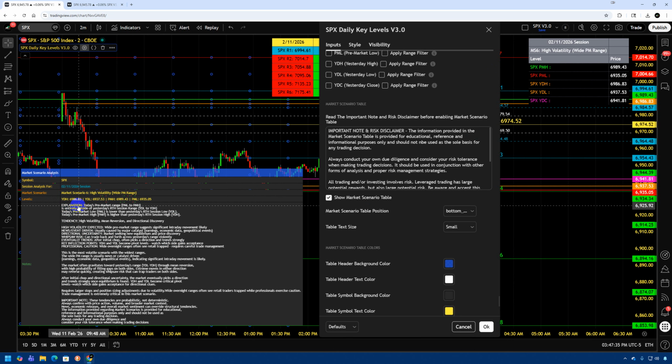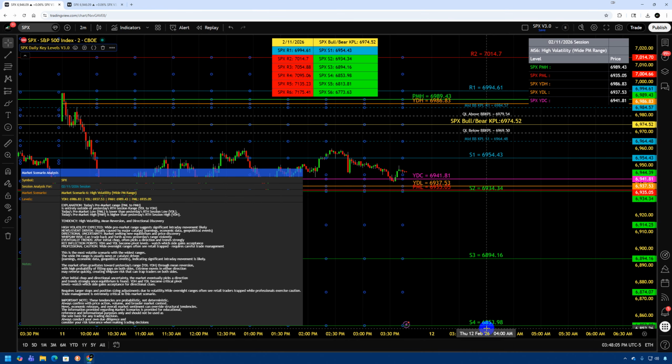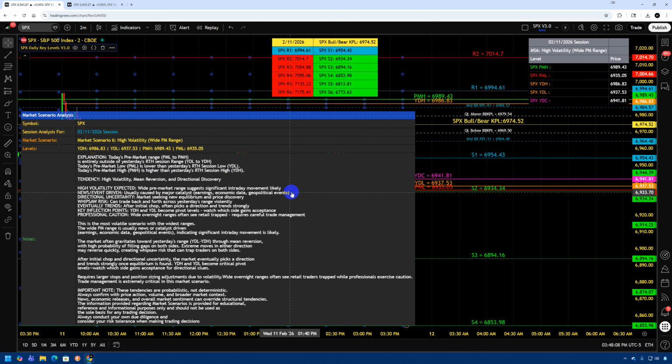Then we have an explanation of today's market scenario, tendencies, what to expect, and also an explanation of the tendencies and market characteristics of the market scenario. Now, if this is too small for you, you can change it to normal, which will make it a little bit easier to read. And so as you can see here, now it's a little bit easier to read.